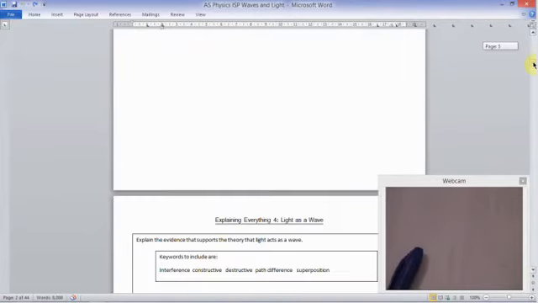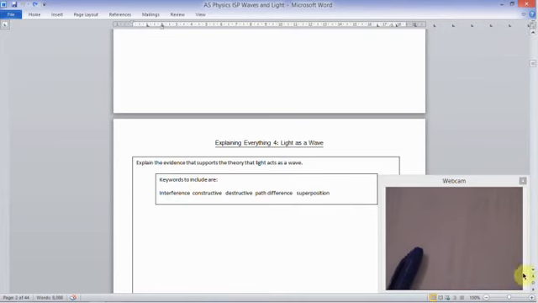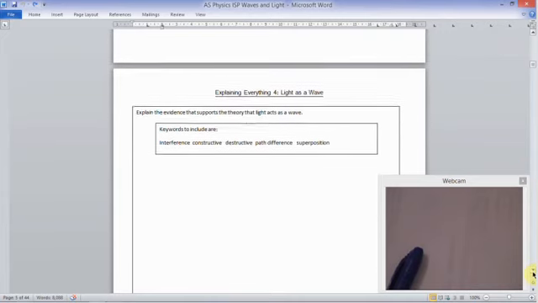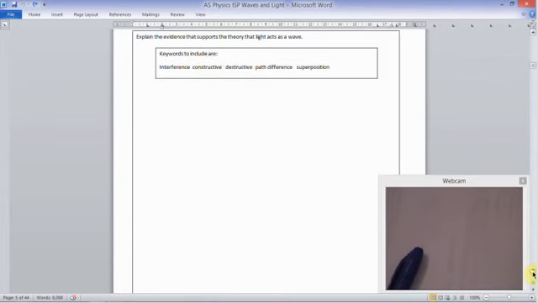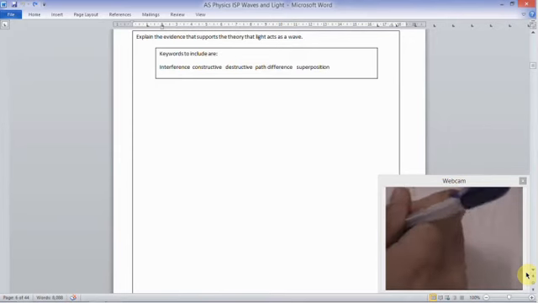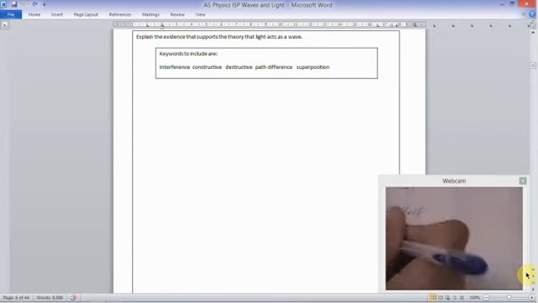So if I remember correctly, this is asking about how we know light is a wave. Okay, so it's got some key terms for us to include over here. So we know light's a wave for 3 main reasons. Light is a wave because it can reflect, it can refract, and it can diffract. All waves do those 3 things. So if you do those 3 things, it's a wave.